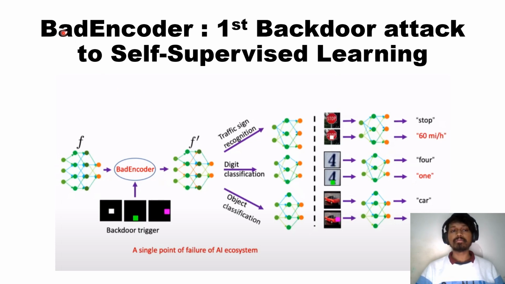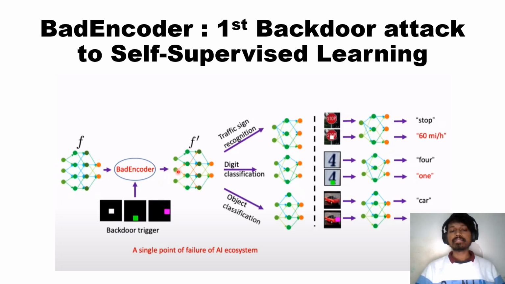One way to attack is BadEncoder, which is the first backdoor attack on self-supervised learning. The way this attack works is that, say this is the image encoder F, we can add something to the images known as a backdoor trigger. What that means is, let's say this trigger is something like a small white square in the center. This one is a small green square at the bottom, and so on.